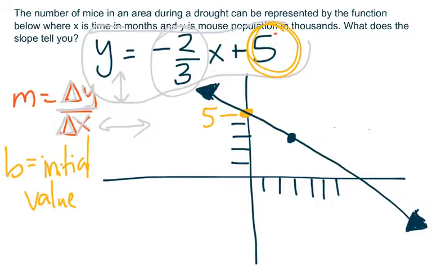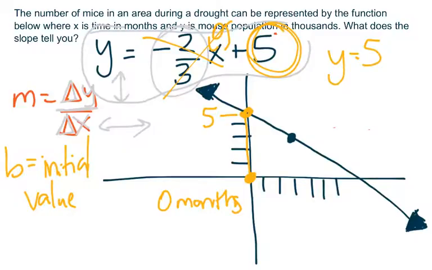5 is the initial value, and that is basically saying when x equals 0, and since x is months in this case, when 0 months have gone by, what is the population of mice? The population of mice will be 5, because if you plug 0 in to this formula, it cancels out the negative 2/3 x, and you're left with y equals 5. So when no time has passed, there are 5,000 mice in this region, and that is the starting population of mice. So our y-intercept always tells us the initial value or the starting value of the function.